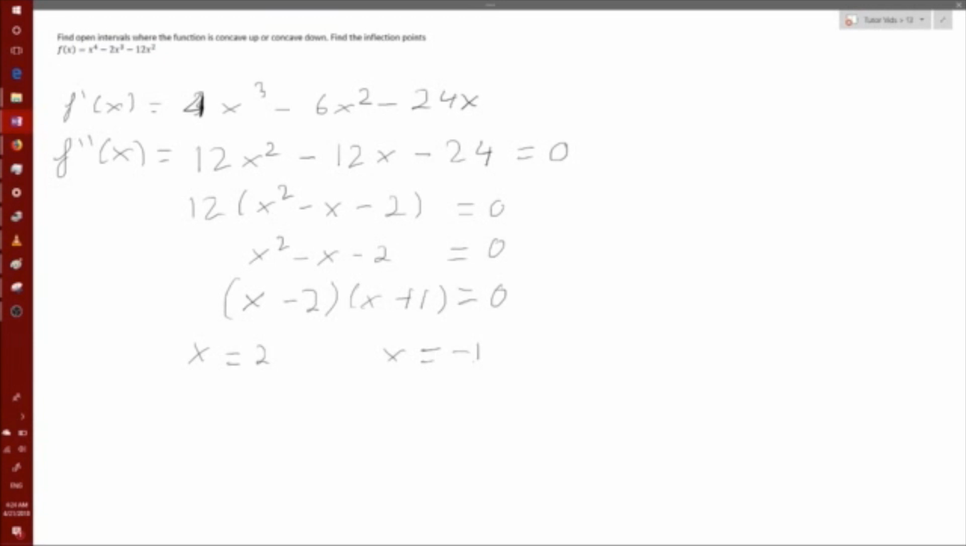So these are our two possible x values of the inflection points. So let's plot that. Let's plot the x-axis of our function. We get negative 1 here, and we get 2 here. So we have to check three intervals here: to the left of negative 1, between negative 1 and 2, and to the right of 2.